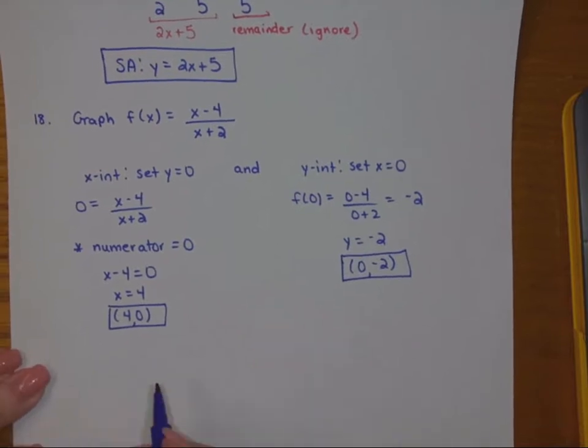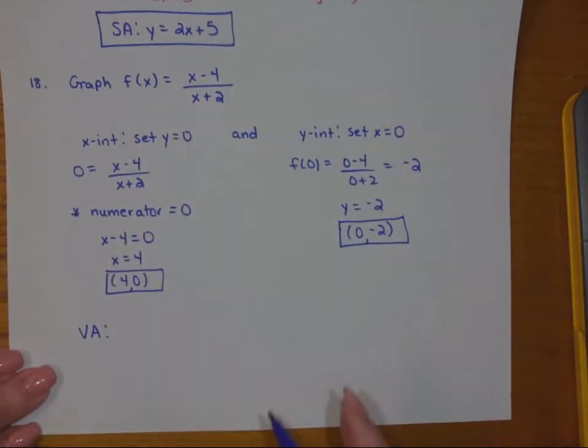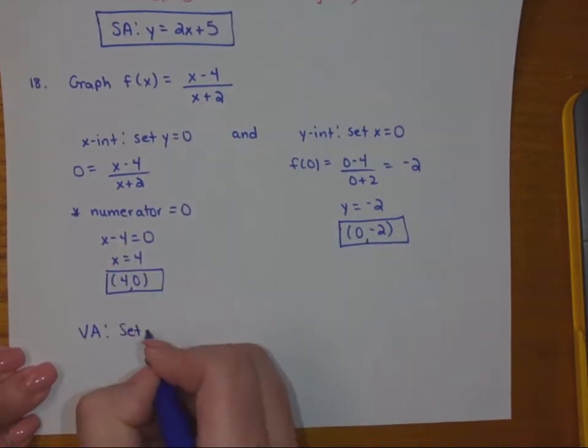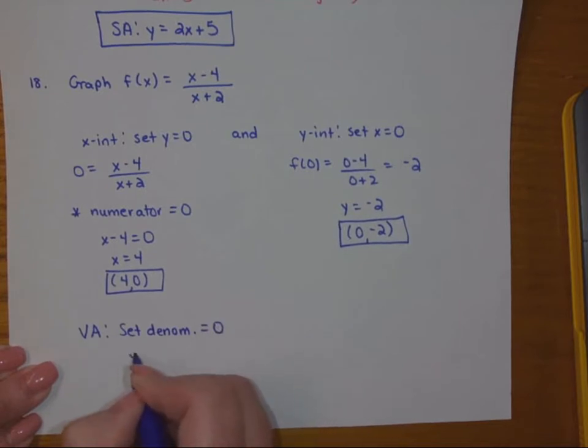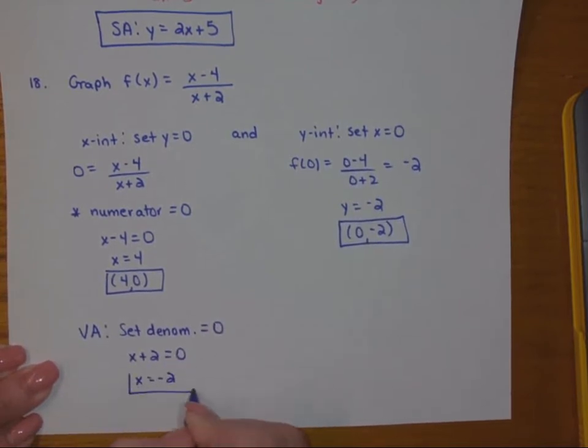Okay, you're also supposed to find all the asymptotes. So for the vertical asymptote, notice we can't simplify this, right? So we just set the denominator to 0. So we get x plus 2 equals 0, or x equals negative 2.